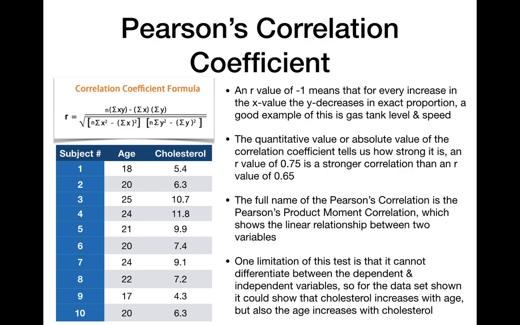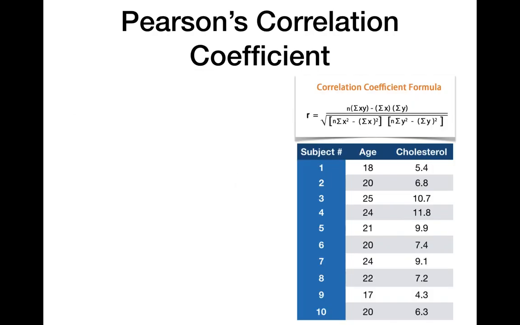Now, this is not a good test to choose in some ways, depending on your data set and what you're looking for, because it can't differentiate between the dependent and independent variables. So for this example data set here, we have age and cholesterol level. If you picked this as X and this as Y, or this as Y and this as X, either way, it would show the relationship. So it could show that cholesterol increases with age, and it could also show that age increases with cholesterol. So be careful with that, because it can sometimes imply causation or correlation that's not really there, which means this might not be the best test depending on what you're looking for. But it's a decent test.